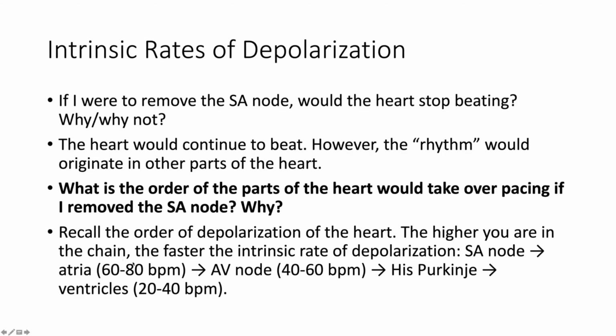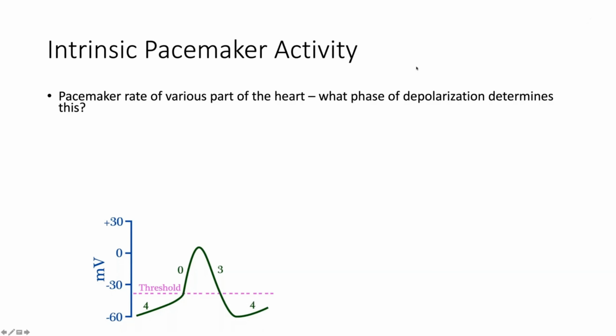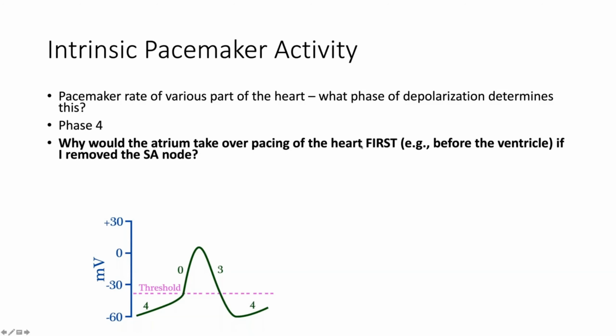Yeah. There's a different intrinsic rate of depolarization, which again is set by phase 4, just like it is in the SA node. But typically, the faster one takes over because you'll reach the threshold faster. Joyce, I just said this. What phase of depolarization would determine the pacemaker rate? 4. Great. All right. Well, that was a gimme, so let's give you another one. Why would the atrium take over pacing of the heart first? If I remove the SA node, why wouldn't it be the AV node?